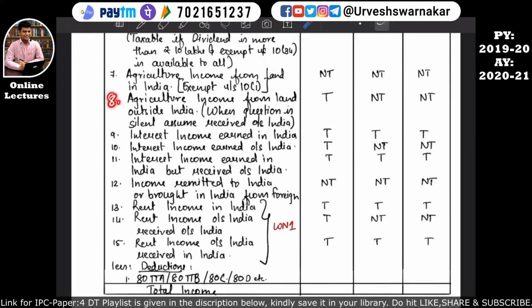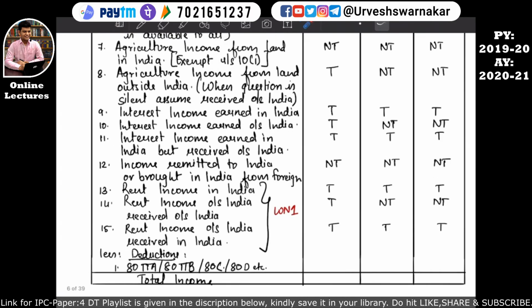Let's revise this point number 8. Point number 8 says that agriculture income from a land outside India, and we will assume that such income has been received outside India, then it will be taxable only to resident ordinary resident and it will not be taxable to resident non-ordinary resident as well as non-resident. I hope this is quite clear to you. Let's move on to the next point.